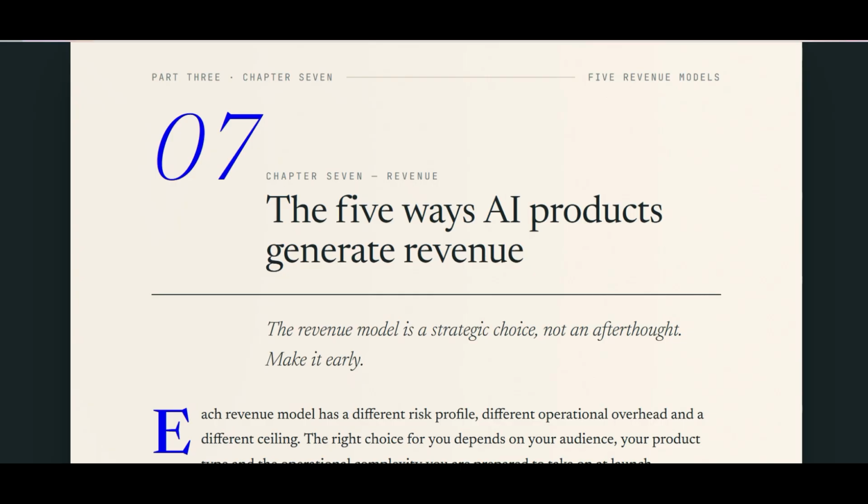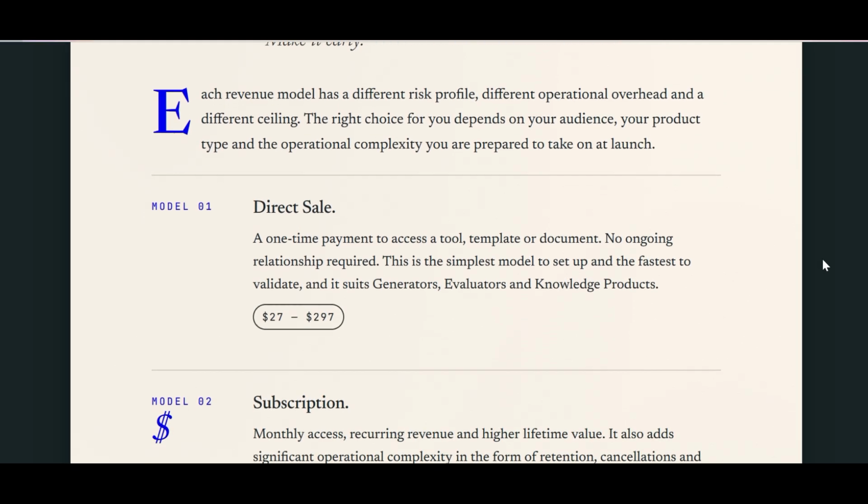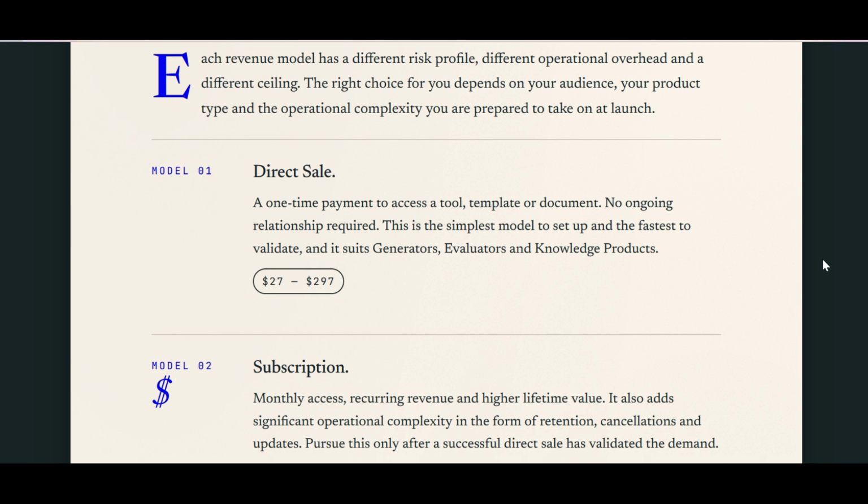Chapter 7 of the workbook maps 5 revenue models with realistic price ranges grounded in what the market has actually validated, not theoretical ranges, but ranges that have been tested by real products with real buyers. Here is each one and what determines whether it is the right fit for where you are right now.